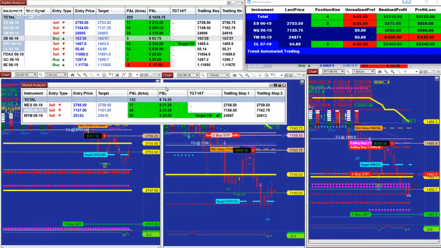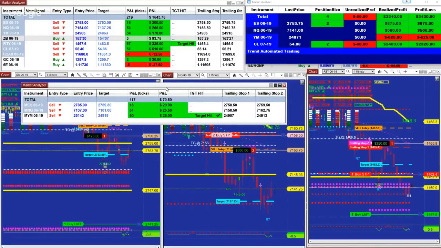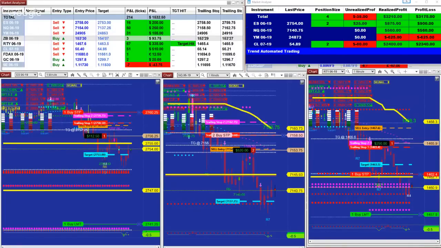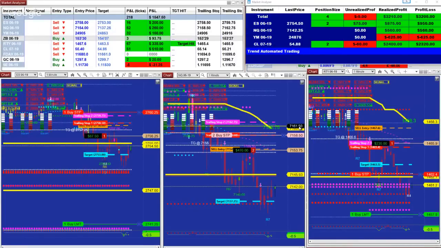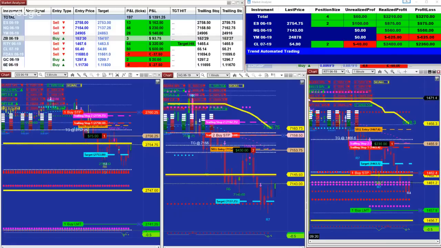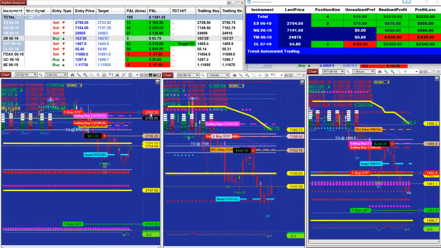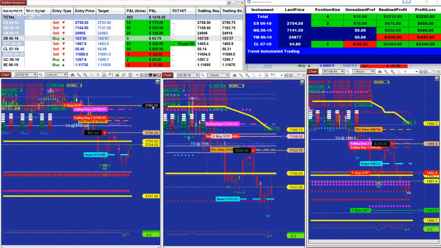And then you can get to know the system on the micro account, and when you start feeling comfortable, you can go ahead and move to the mini if you want to. So this is very straightforward. Everything is plotted on the charts, and all you need to do is just follow the steps, and you don't need to make a decision.